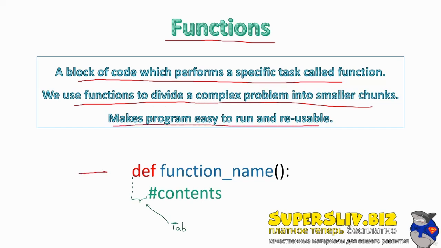This is the syntax for defining a function. We have to use the def keyword to define a function. Then we can use any name for the function. Then we have to use a set of parentheses, then a colon. Then we have to keep a space of one tab here. Then we can write the contents of the function.